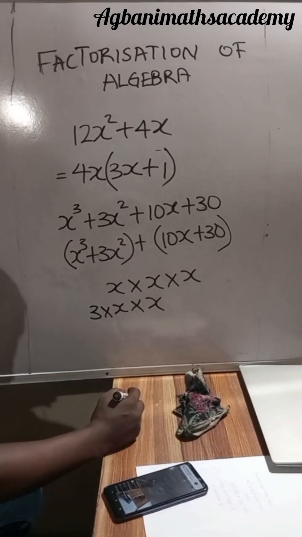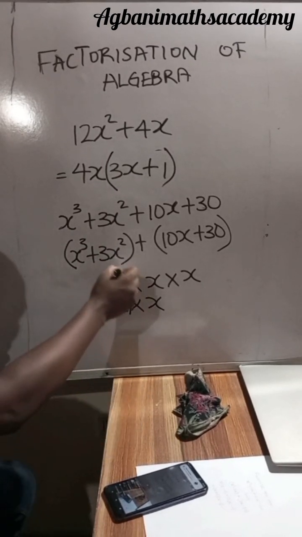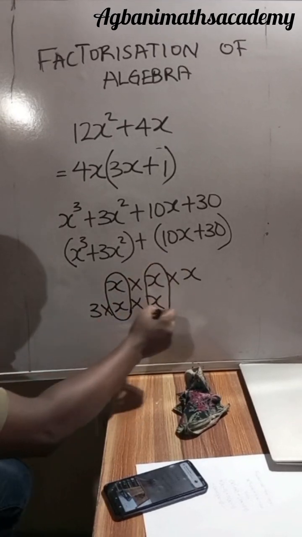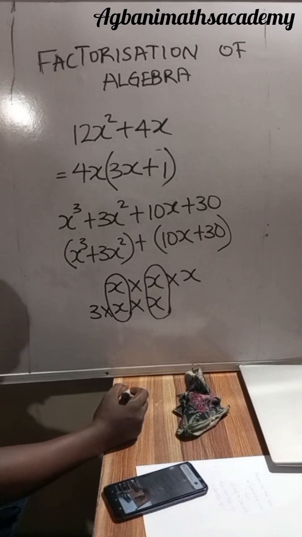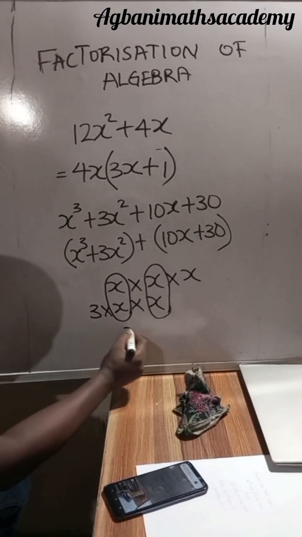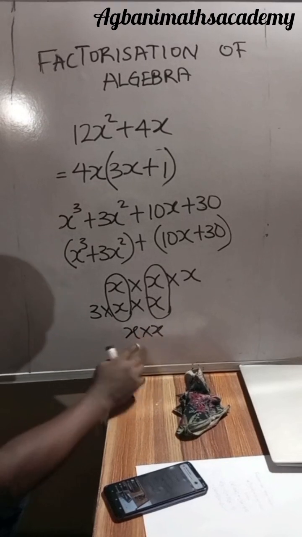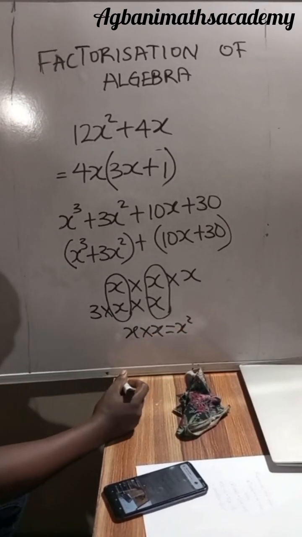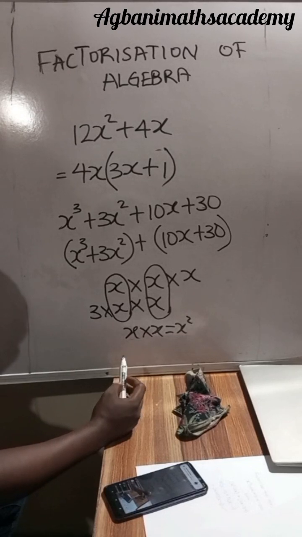So let's see what is common. Here, x is common. x is common here. Do we have any other thing that is common? No. So that means what is common is x times x. And x times x is equal to x squared. Okay? x multiplied by x is equal to x squared.